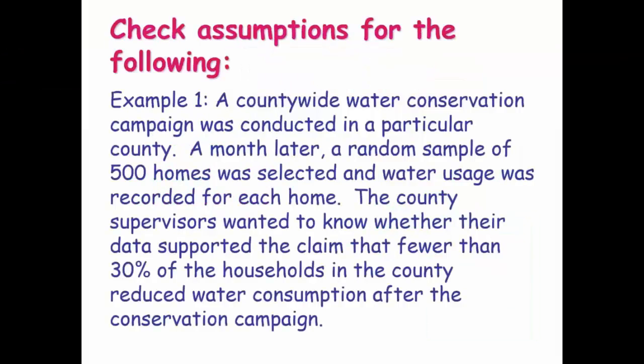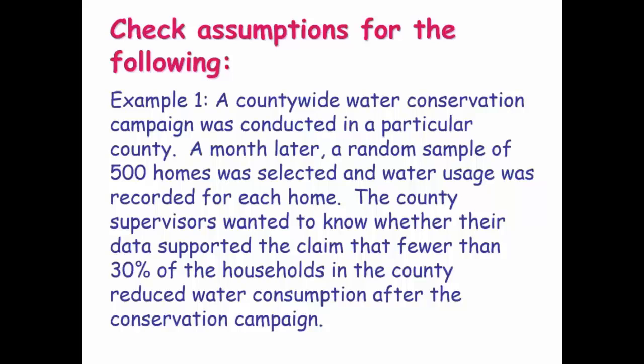Okay, so let's go through an example, and let's just check the assumptions here, and again, we'll eventually get to the calculation part on this. So we've got a countywide water conservation campaign that was conducted in a particular county. A month later, a random sample of 500 homes was selected, and water usage was recorded for each home. The county supervisor wanted to know whether the data supported the claim that fewer than 30% of the households in the county reduced water consumption after the conservation campaign.